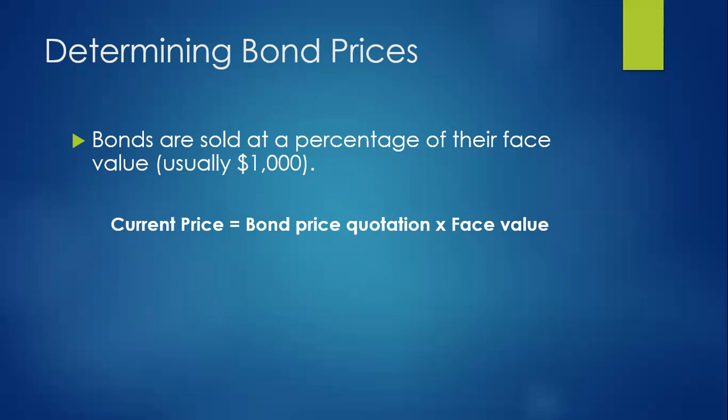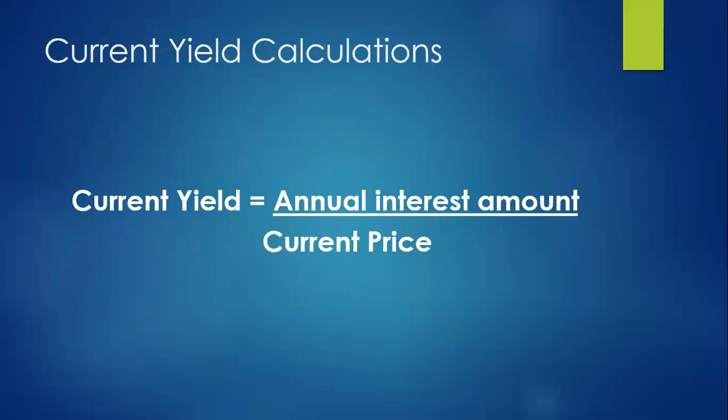Or maybe it's sold for more. Maybe it's sold for 103%. So you take 1.03 times the $1,000 face value. That would mean that you have to pay extra in order to buy this bond because maybe the interest rate is higher than the market rate. So that's how you figure out the current price.